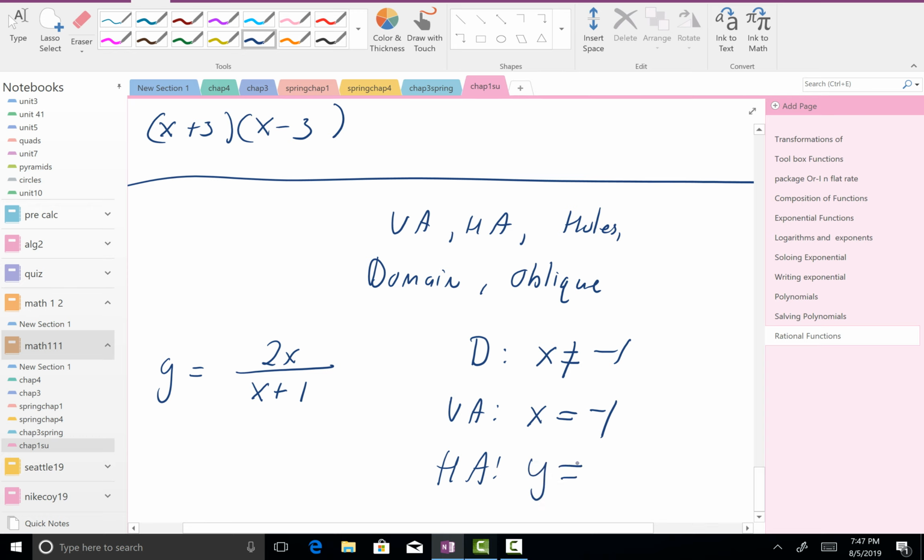1 or a constant, right? Okay? So if we divide this, x goes into x, cancels out, what's left? 2. There's your horizontal. Okay? So we're doing all this without graphing. So we don't have any holes, we don't have an oblique, we're done. All right? We did all that without graphing it.